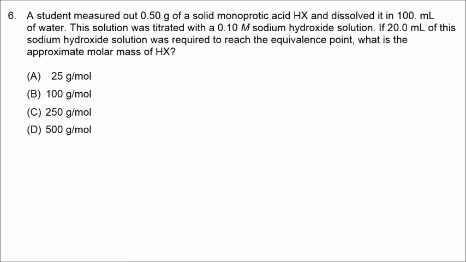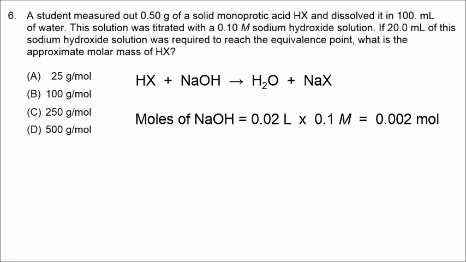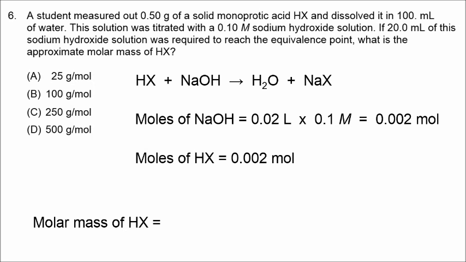In number 6, we've seen a problem like this before where you have a titration and you're trying to figure out the molar mass of the monoprotic acid HX. If it's a monoprotic acid, that means there's a 1-to-1 mole ratio between the acid and sodium hydroxide. The moles of sodium hydroxide can be calculated by doing volume times molarity. Again, pretty simple mental math, 0.02 liters times 0.1 moles per liter. We have 0.002 moles of the base, sodium hydroxide. Because of the 1-to-1 mole ratio, we have 0.002 moles of the acid.